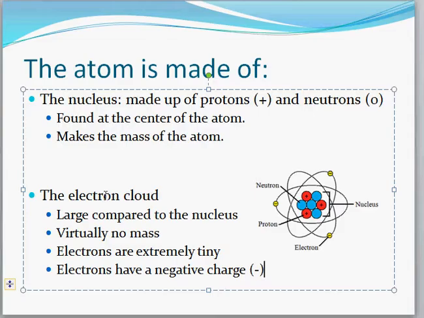Once again, electrons are extremely tiny and have a negative charge. They circulate around in the electron cloud, and they basically have no mass. Whereas the neutrons have no charge, protons have a positive charge, okay? And they don't circulate, they stay in the nucleus in the center of the atom.